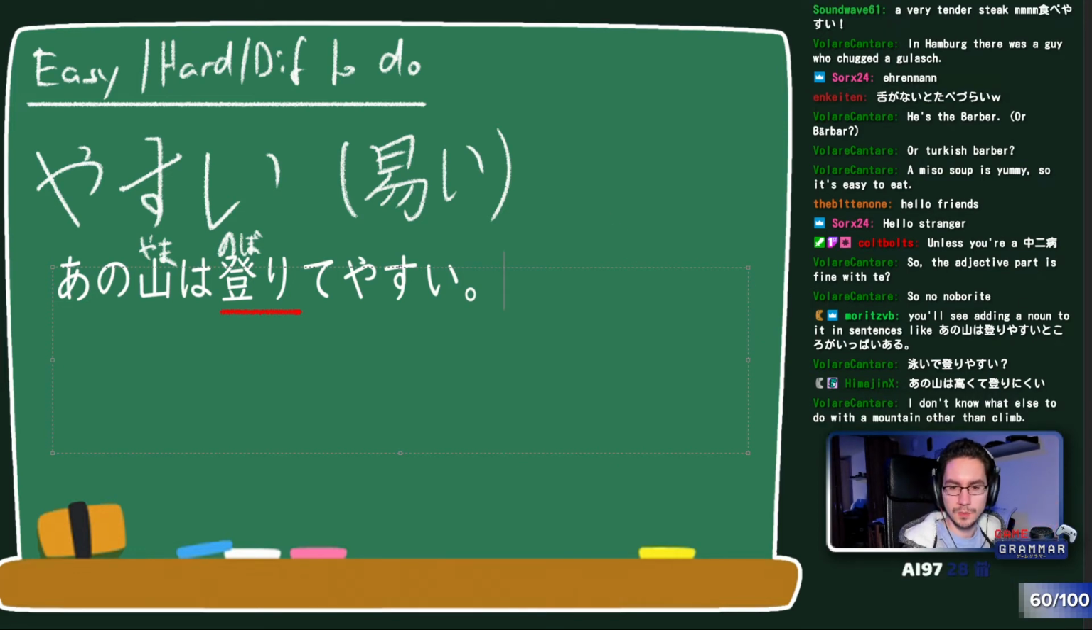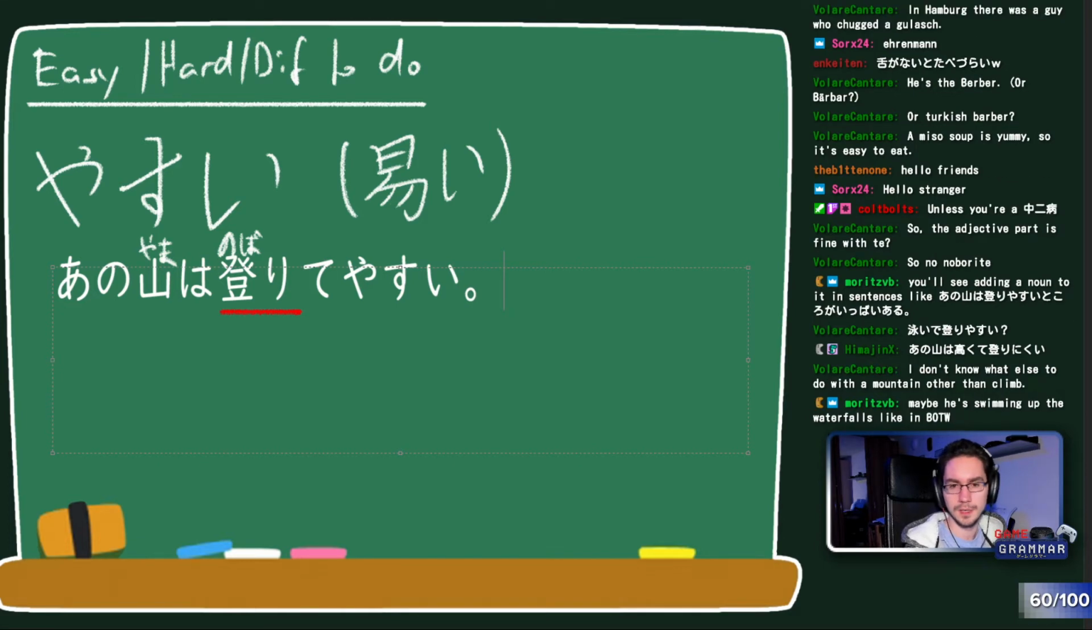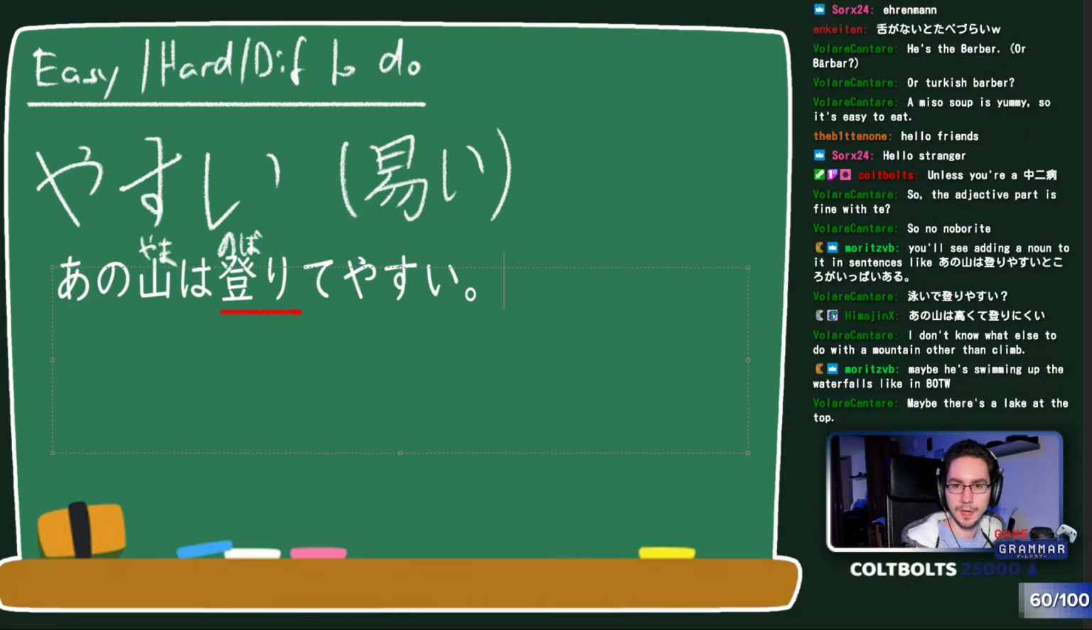I don't know what else to do with a mountain other than climb it. So add a noun to it and say, あの山は登りやすいところがいっぱいある. For example, you have that. Maybe it's swimming up the mountains. Maybe there's a lake at the top. But you still have this issue with the ambiguity of the subject. So you should at least add in a clarification for what the subject is.